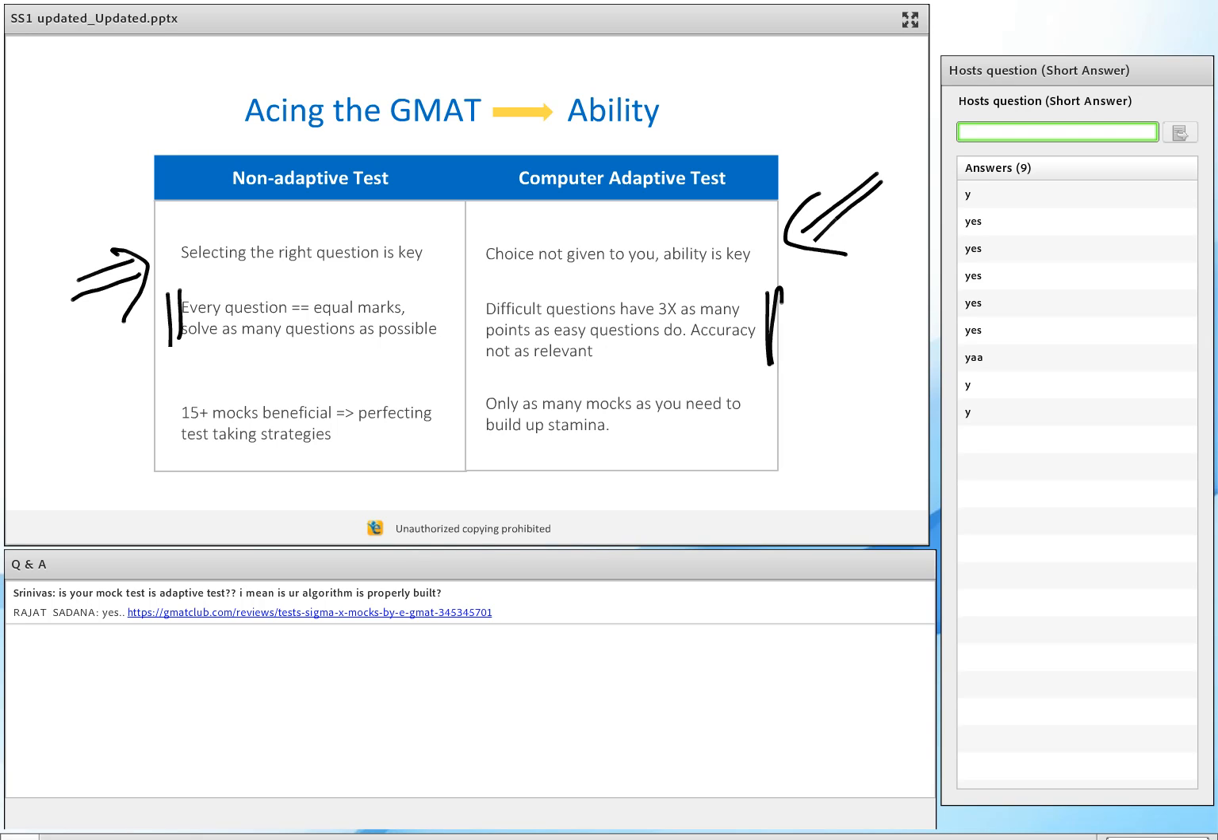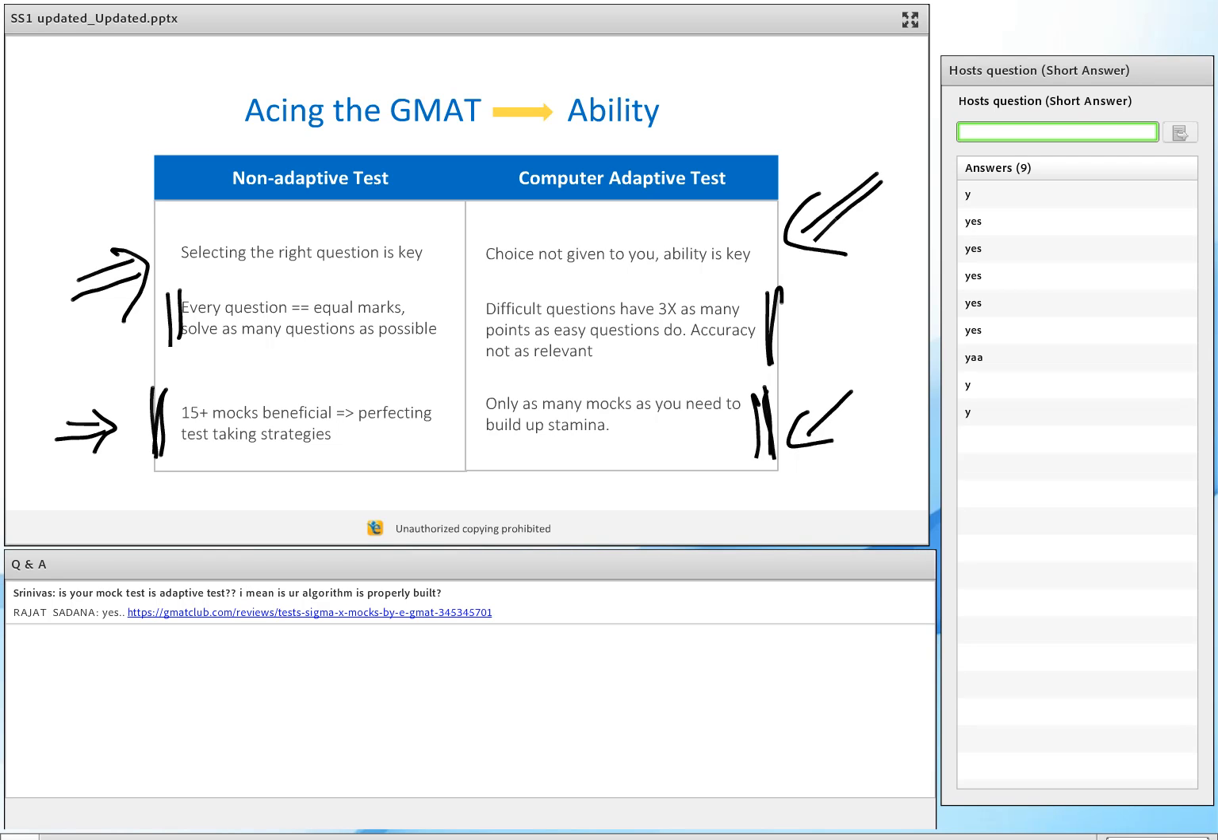Now, because a non-adaptive test is a test of your test-taking skills, people who ace the Indian equivalent of a CAT or the GRE take a lot of mock tests. Why? Because you want to develop an eye to spot an easy question. On the GMAT, what's important is ability. You only need mock tests towards the end to build stamina for that 3-hour test.